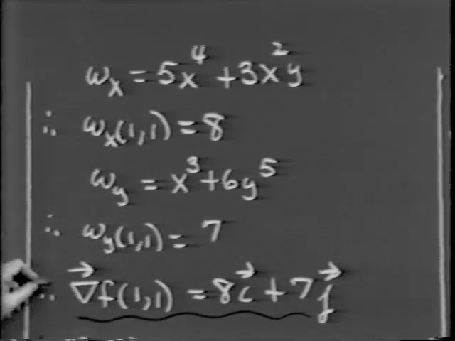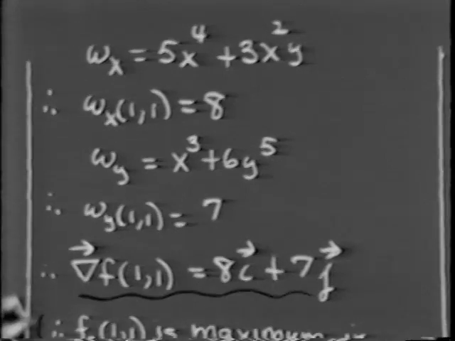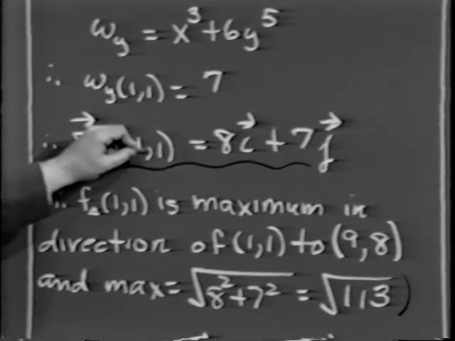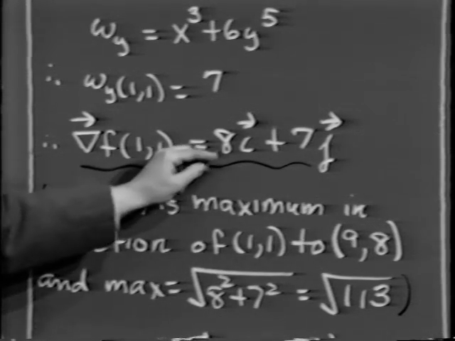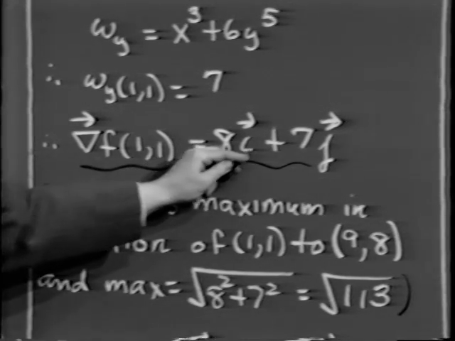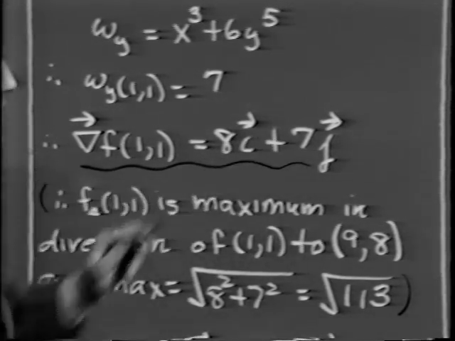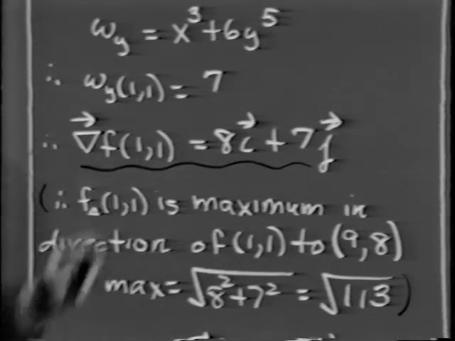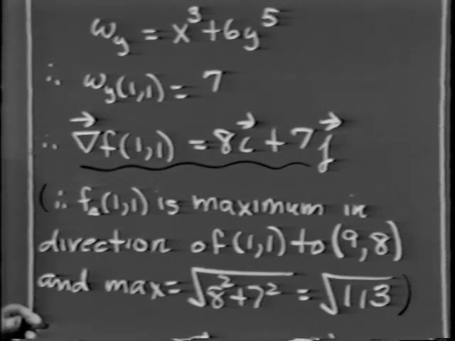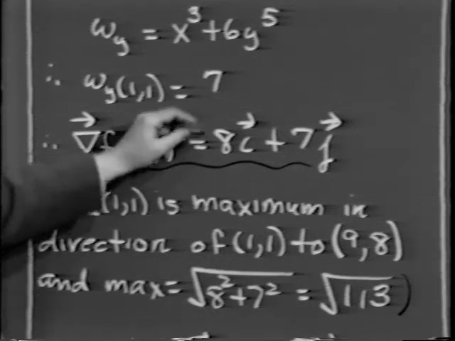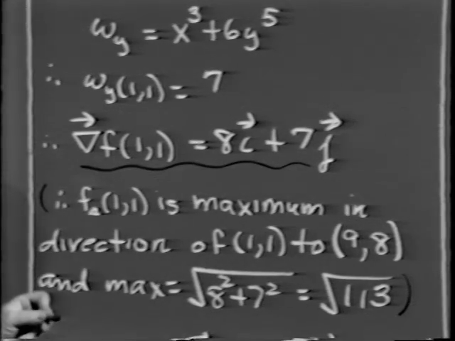Now, let me make a brief aside, an interruption here. The idea is to emphasize what the gradient vector means. What this tells me is that if I were to leave the point (1, 1) in the direction of the vector 8i plus 7j, that would be the direction in which the directional derivative would be maximum. And moreover, that maximum directional derivative would just be the magnitude of this gradient vector.